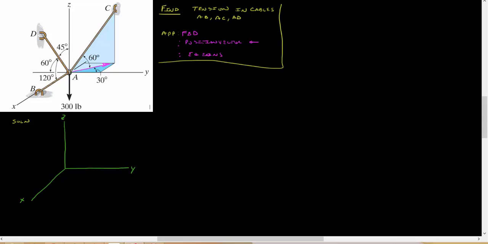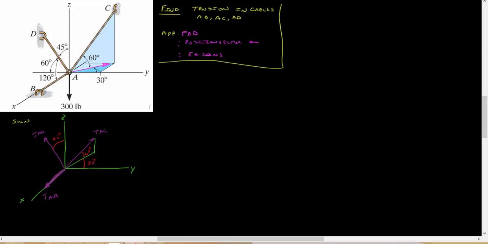And we have tension AB, we have tension AD, and last tension AC. So we can draw that there, and we can say that this is 30 degrees and this is 60 degrees, and then we have all of our angles here.